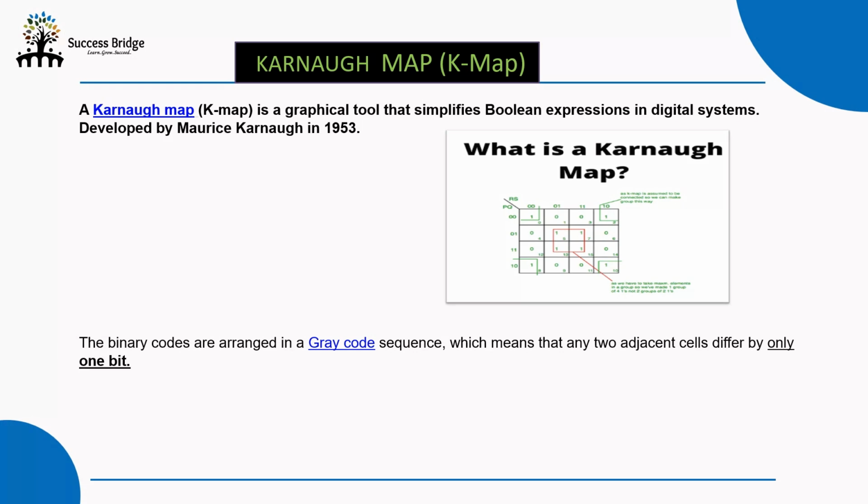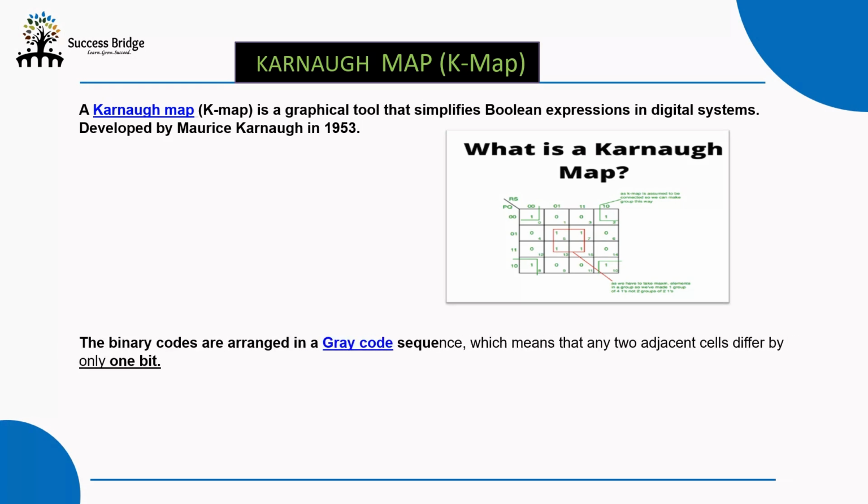Coming to the next state, 01 to 11, again one bit is changed. In this way, we arrange the codes in the gray code sequence. We can solve expressions with the help of K-Map.